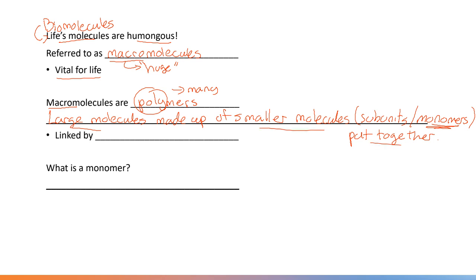And as you glue them together, you put monomers together, you link them by covalent bonds. So that is kind of the glue. Now, we know what a polymer is, but what is a monomer? Well, monomer refers, mono, right, refers to one. Monomer is a single building block, or subunit, that makes up a polymer.